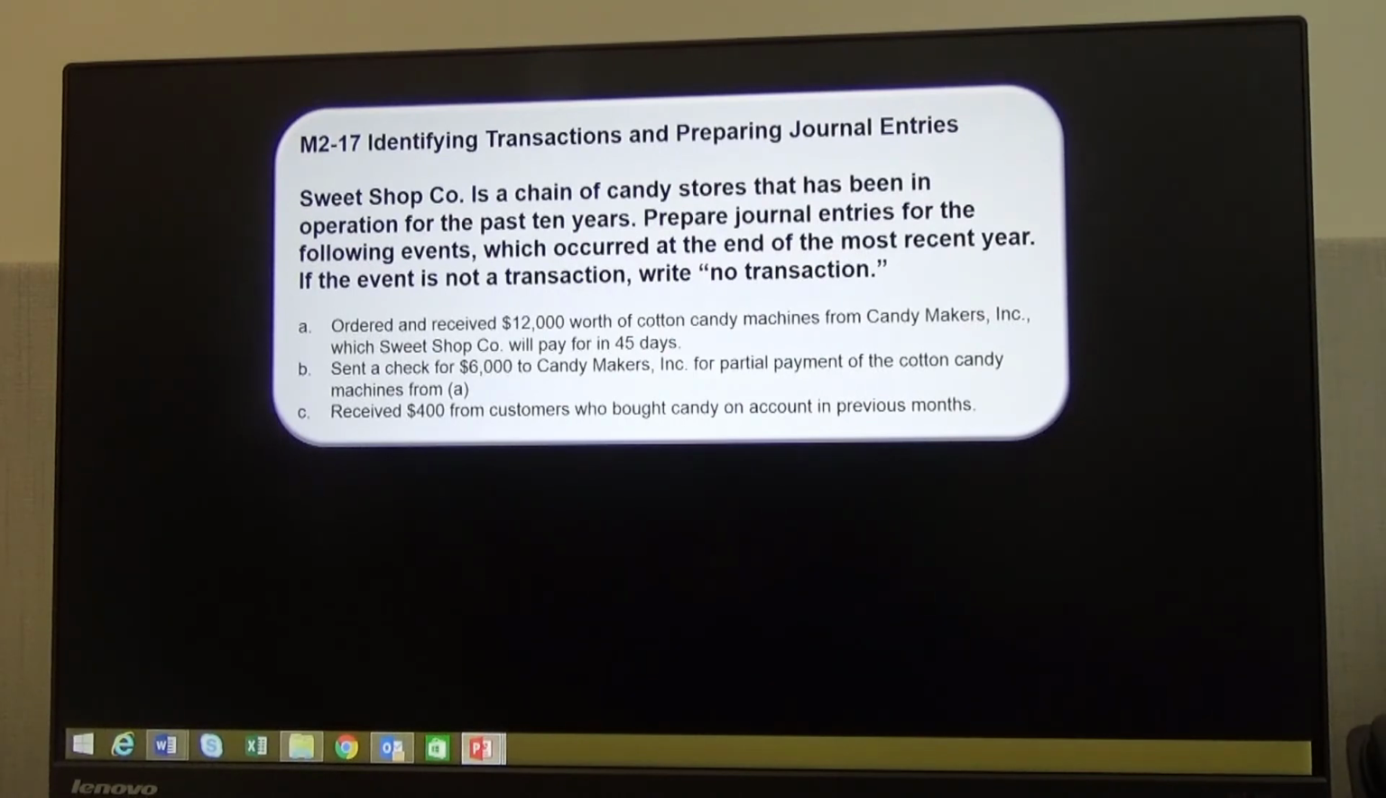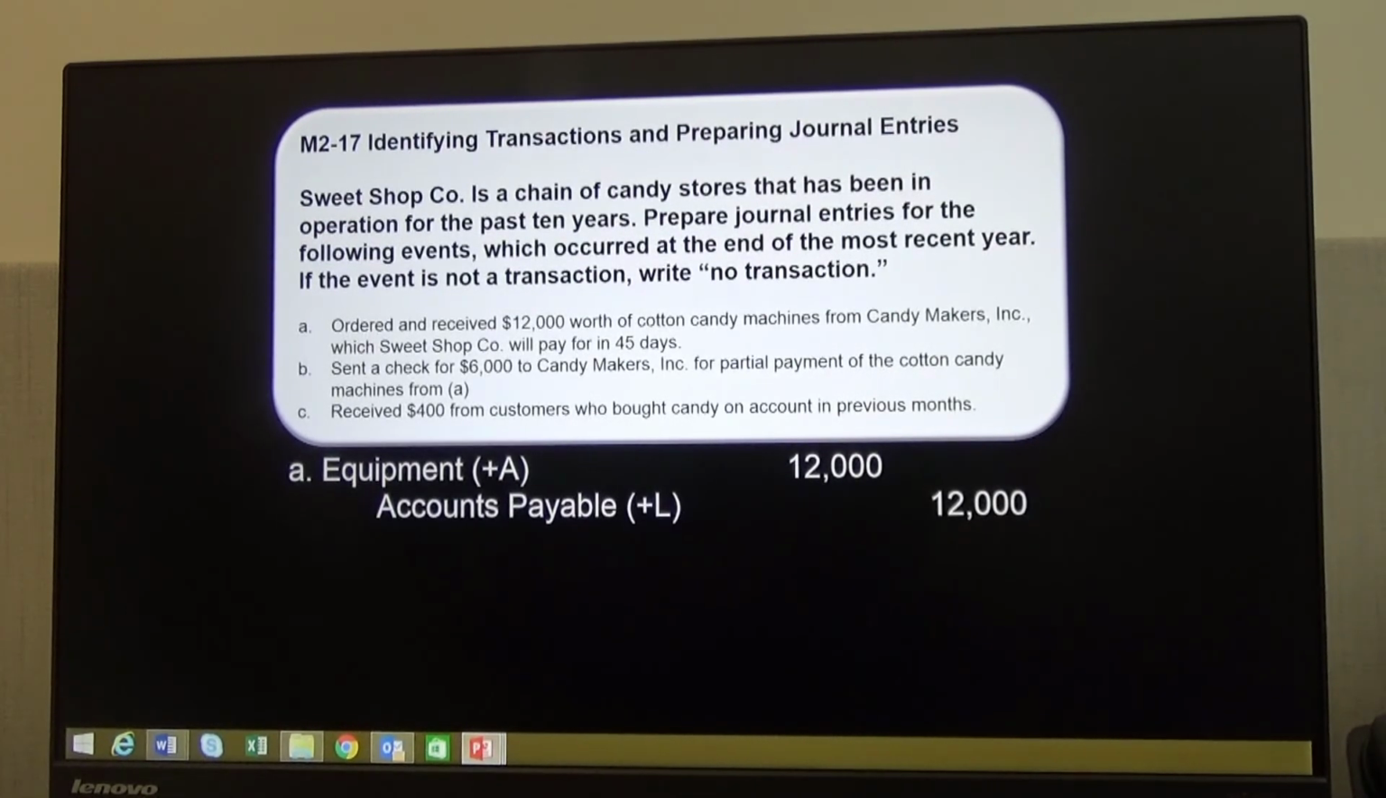So it's a short-term obligation. It doesn't say anything about signing a note, and it looks like that's part of their normal business operations, and so we're going to assume that's accounts payable when we're buying on credit like that. And so in this case, we're going to debit the equipment for the $12,000, and we're going to credit accounts payable for $12,000.